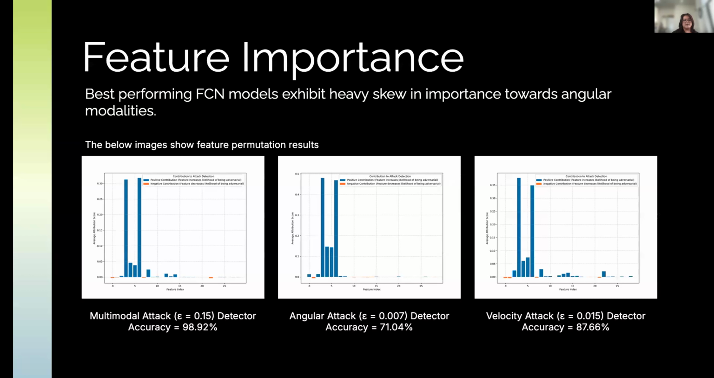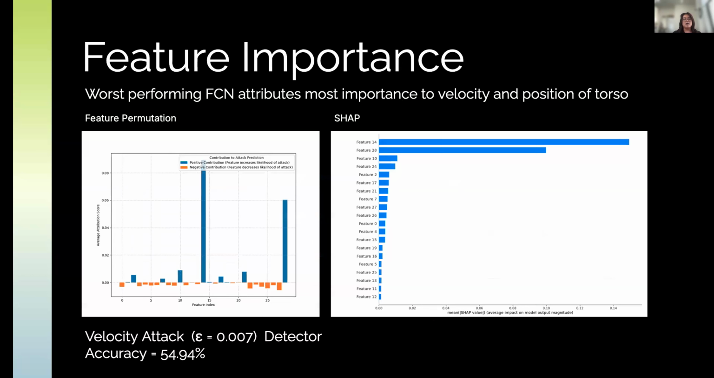So with the FCN model being the best performing detector, we conducted feature importance analysis using SHAP and feature permutation. I found that the best performing FCN model showed a strong skew in importance towards angular modalities, as you can see here. And in contrast, I saw that the worst performing FCN model attributed most of its importance to velocity and position of the torso. So that yielded an accuracy of 54.94%.